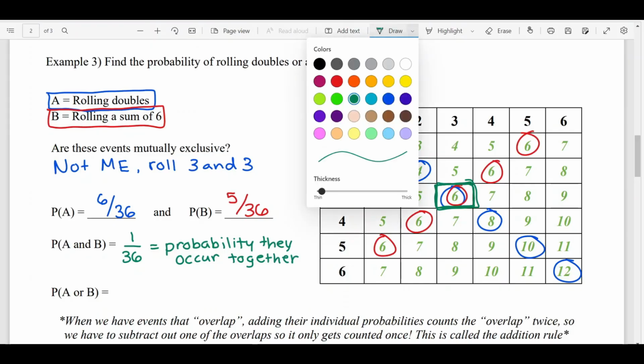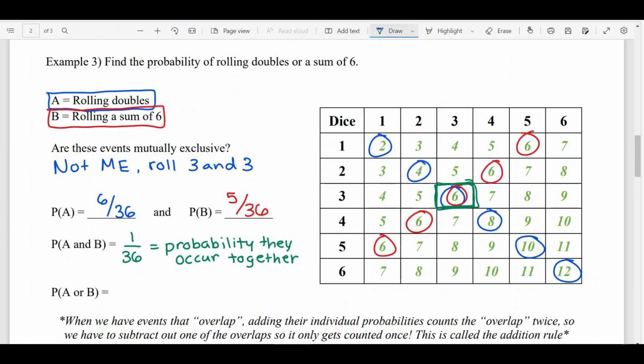Now the probability of A or B. When they were mutually exclusive, we just added up their individual probabilities. Okay? So let's see what happens if we do that here. We have 6 out of 36 plus 5 out of 36. If I add them both together, I get 11.